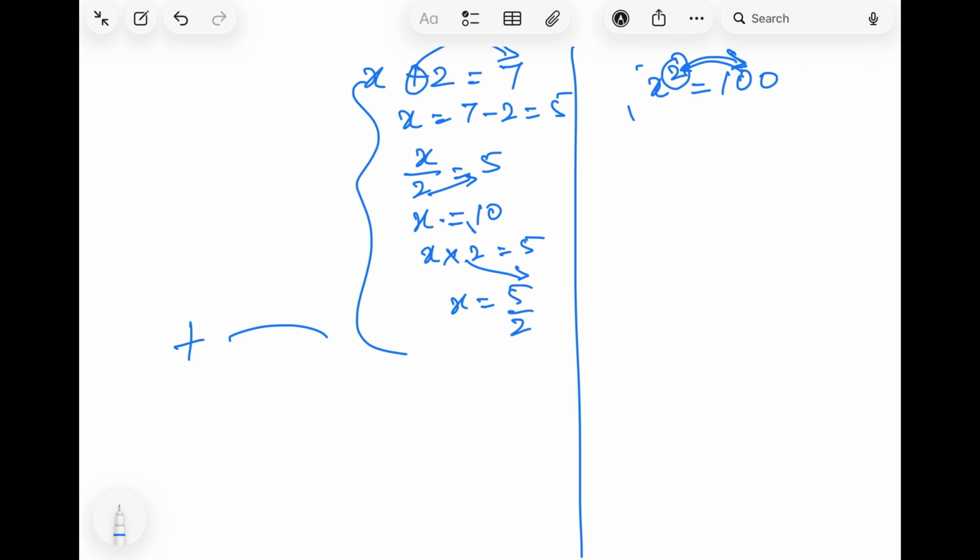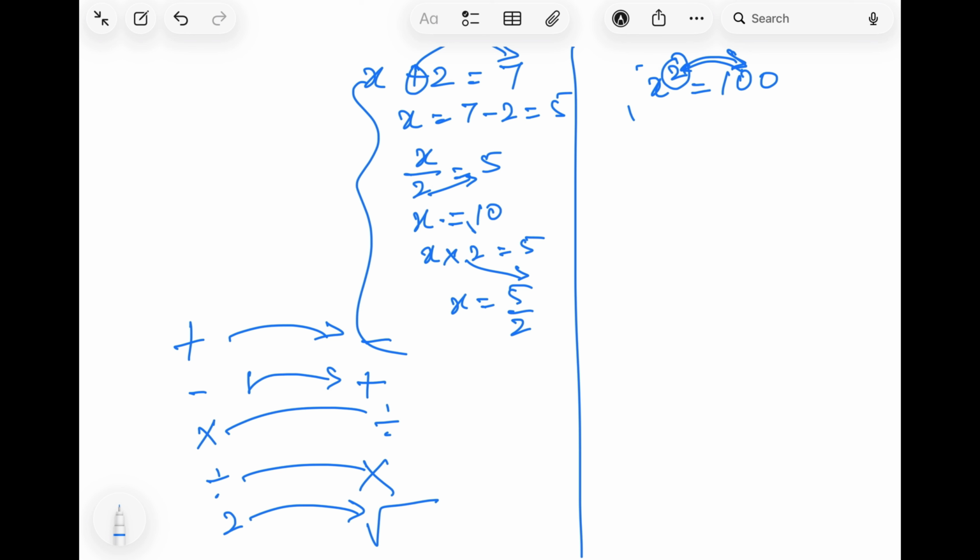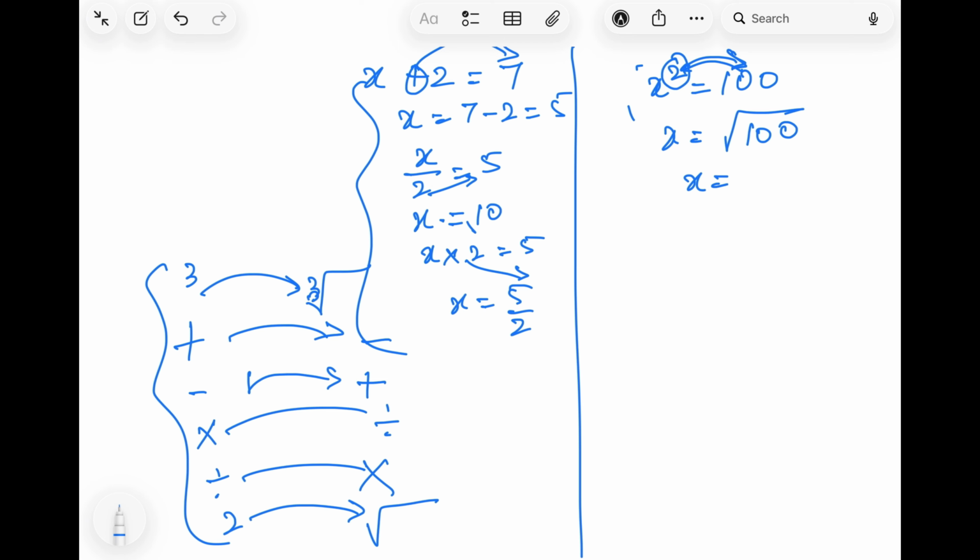How plus becomes minus, minus becomes plus, multiplication becomes division, division becomes multiplication, right? Similarly, square becomes square root and cube becomes cube root. Remember this also with those four. So square becomes square root. So x will be square root of 100. So what is the value of x? Value of x is 10.